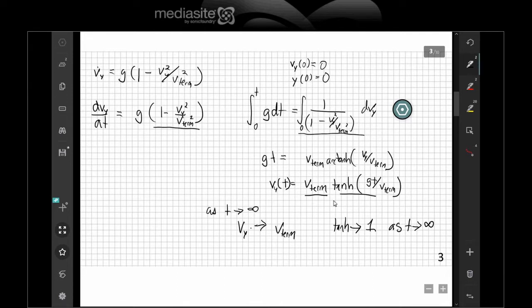Okay, so that means that this function does do that. So then as t goes to infinity, this goes to 1, and then we reach our solution. Cool.